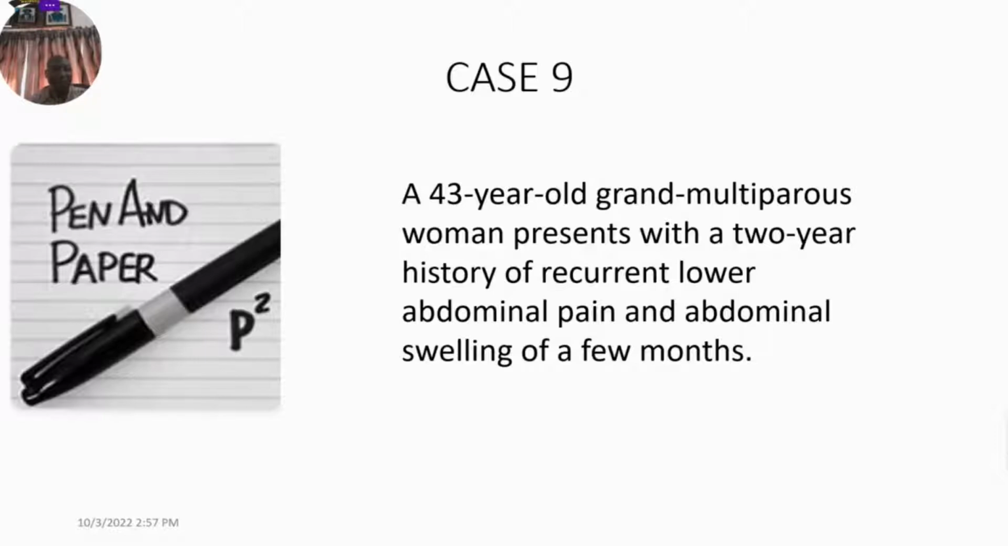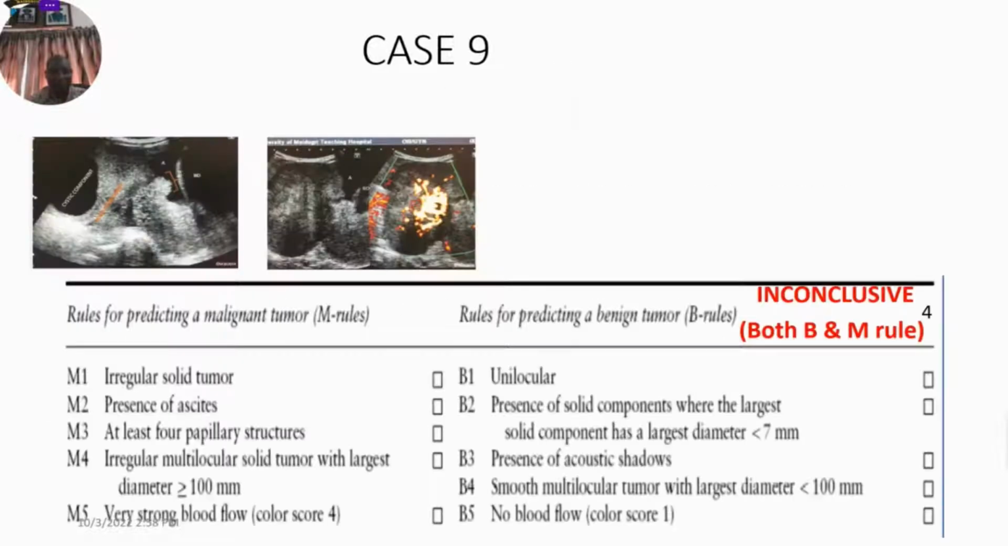abdominal pain and abdominal swelling for a few months. Here, we can see that it's not an irregular tumor, but it's postulated. So this postulation is not considered as irregular. Ascites, yes, there was presence of ascites, presence of acoustic shadow, as we can see here. Very strong color flow, not really, because this color flow is not actually from the tumor, from the lesion, but from the fimbriae attached to the lesion.